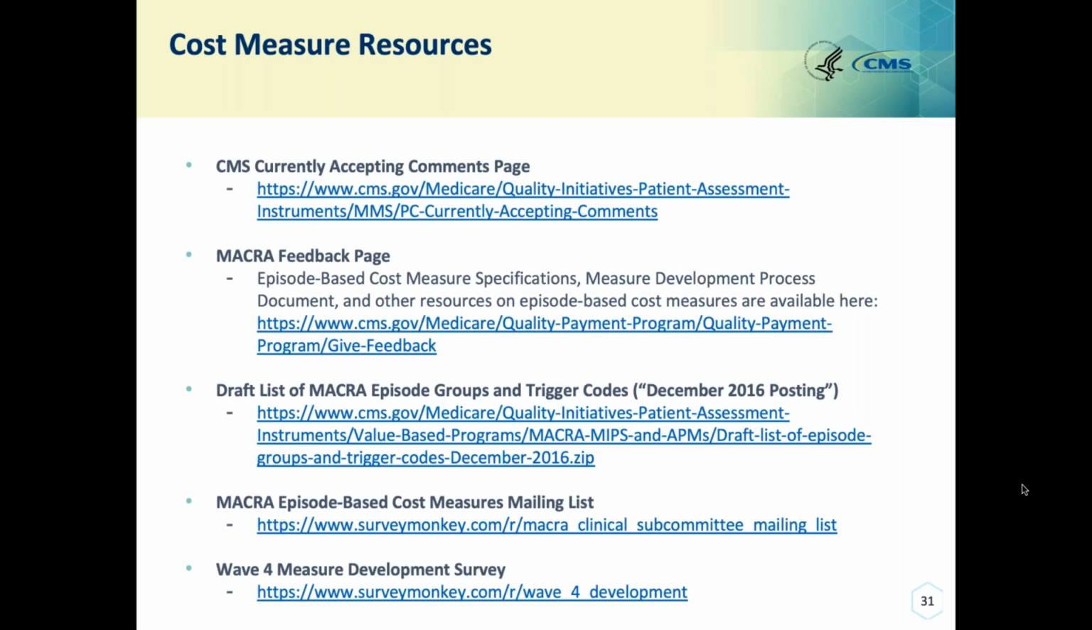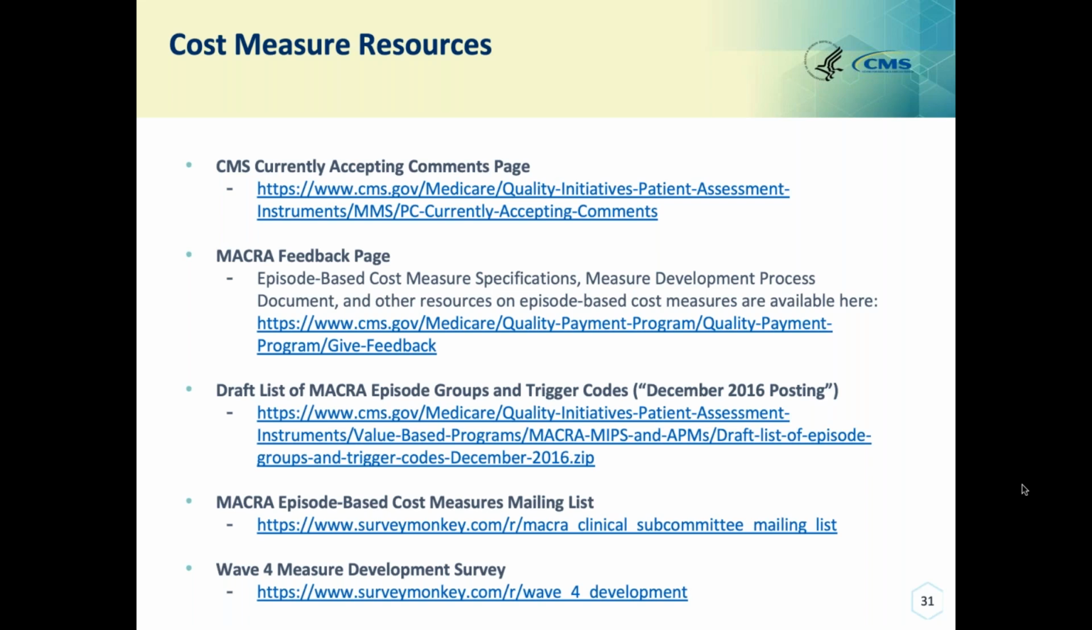Here we have a list of cost measure resources along with the URL. This includes the CMS currently accepting comments page, which is where you can download the public comment posting materials. Next, we have the MACRA feedback page, which contains many useful resources about the episode-based cost measure development process, specifications for previously developed cost measures, and more. Within the MACRA feedback page, you may also access the draft list of MACRA episode groups and trigger codes, or the December 2016 posting. We've also included the slides for the mailing list and the Wave 4 measure development survey where you can submit your comments.